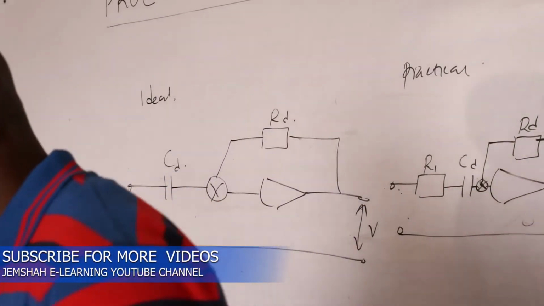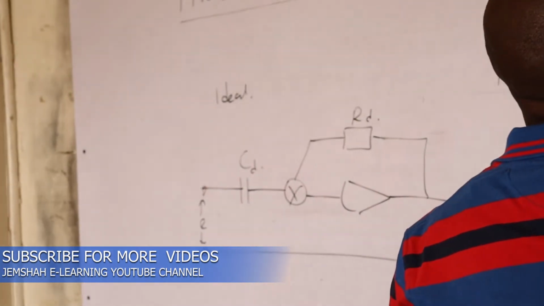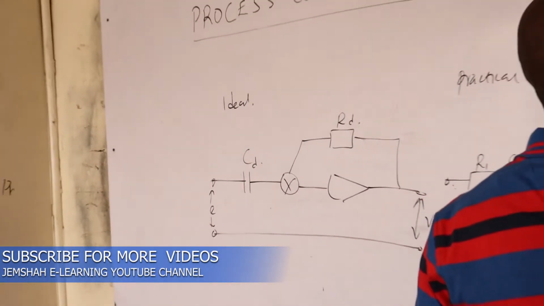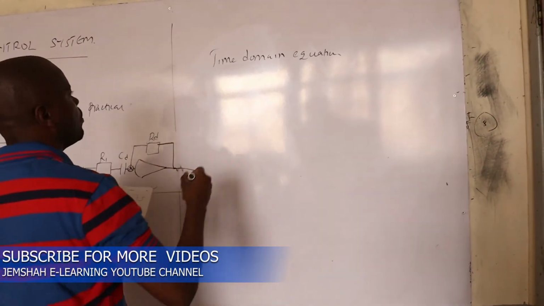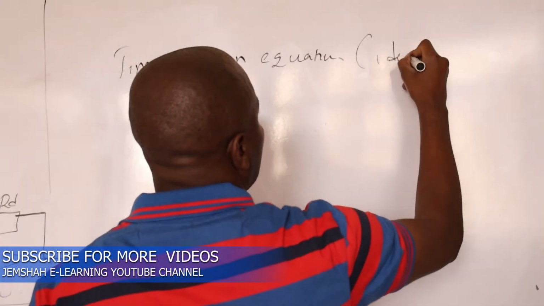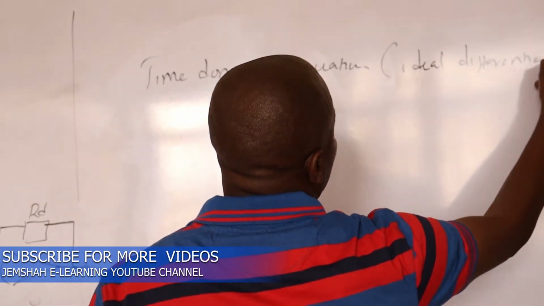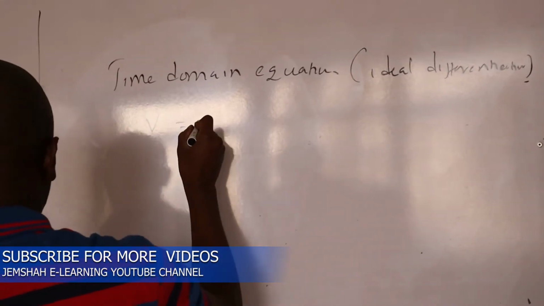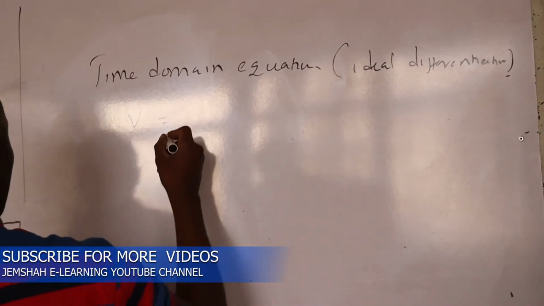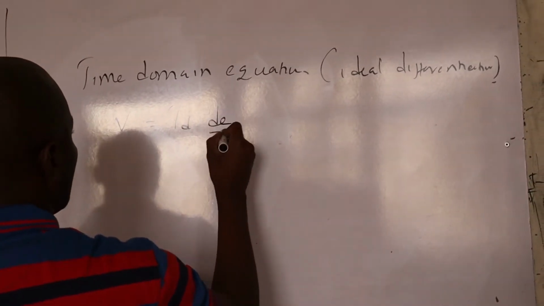Talk of the time domain equation. So when you talk of the time domain equation in this case, then we can talk of the ideal differentiator. So when you talk of the ideal differentiator, then we know that the small v is directly proportional to the rate of change of the error, which we can talk of as TD de over dt.